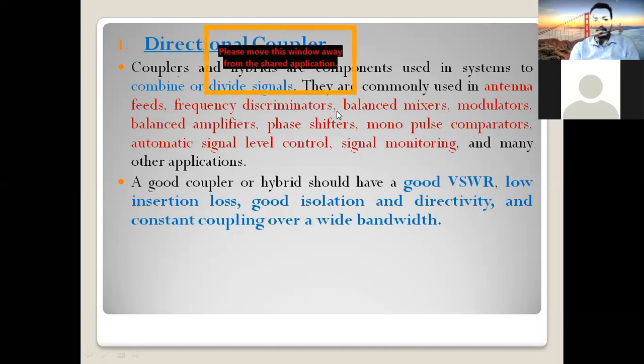You can find the directional coupler in balanced mixers, in phase shifters, signal monitoring, and automatic level control systems. There are so many applications. This device is not designed for a specific application. We use it for so many applications in microwave systems. The name is directional coupler.